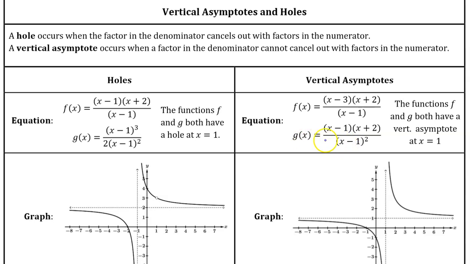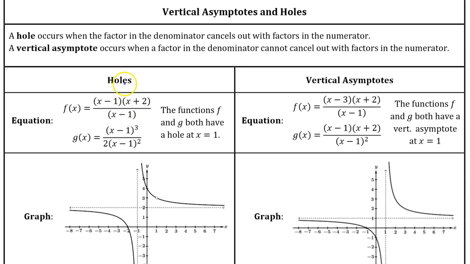Now, in g of x, we still have a vertical asymptote. Even though this factor of x minus 1 cancels out one of the factors of x minus 1, it's still not a hole. It's going to be a vertical asymptote because we have this leftover factor of x minus 1 in the denominator that does not get canceled out.